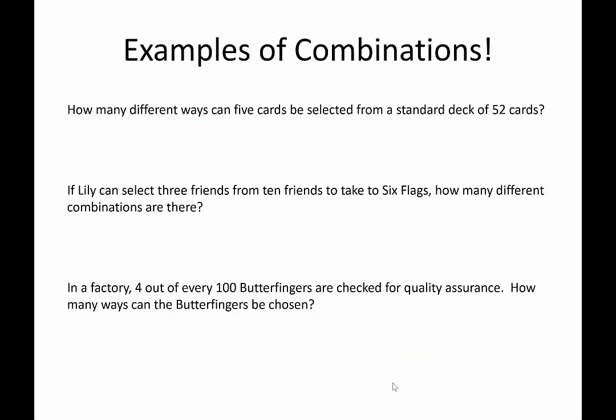Let's look at some examples of applying the combination formula. So as always, I encourage you to pause the video, try these for yourself, and see how you do.